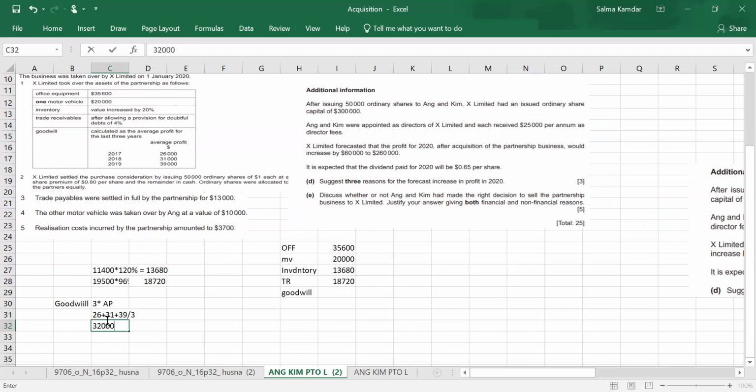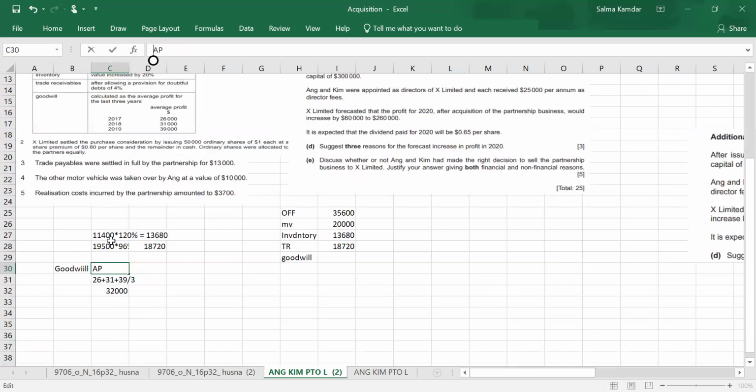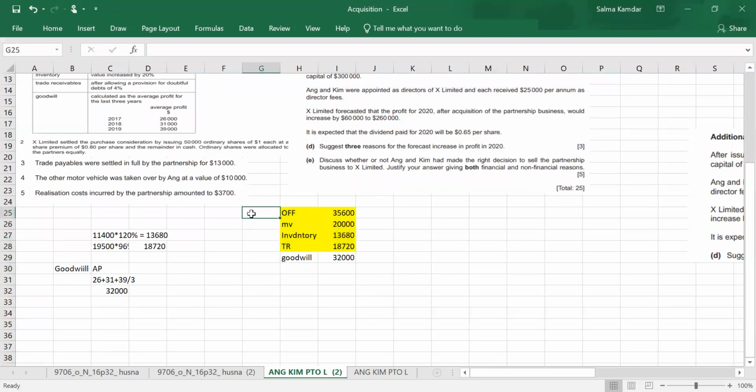So goodwill is calculated as average profit of the last 3 years. It's not 3 into average profit, it's average profit of last 3 years, and average profit of last 3 years is 32,000. That means this amount that I've highlighted in yellow is the net assets taken over. And net assets taken over plus goodwill will give you the purchase consideration. So the purchase consideration is 120,000. It's the addition of all of this.